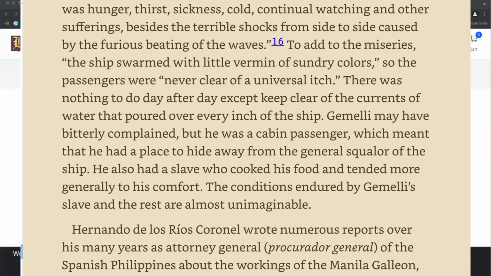The conditions endured by Gemelli's slave and the rest are almost unimaginable, okay? Unimaginable. Middle passage here, guys, that they never tell us about.